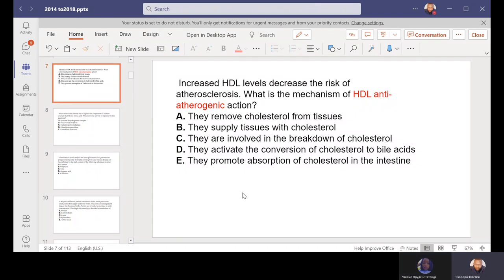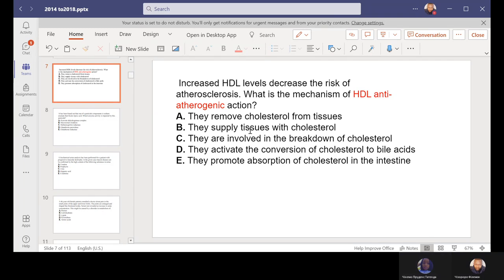And I usually mention that you find more HDL if you drink a little bit of alcohol, but not too much, maybe once per week or once every 2 weeks. So the answer is they remove cholesterol from tissues. The ones which supply tissues with cholesterol is LDL.